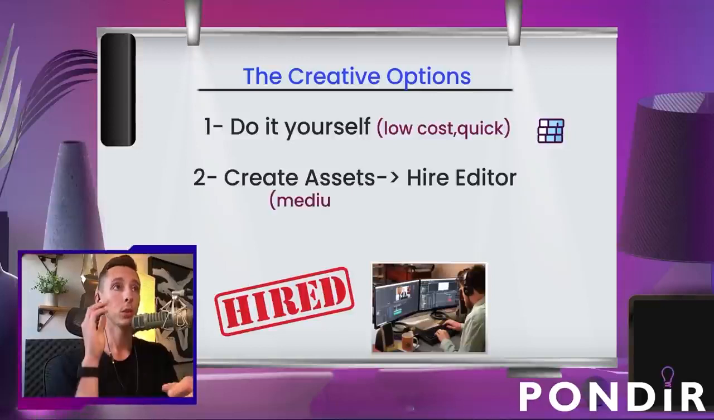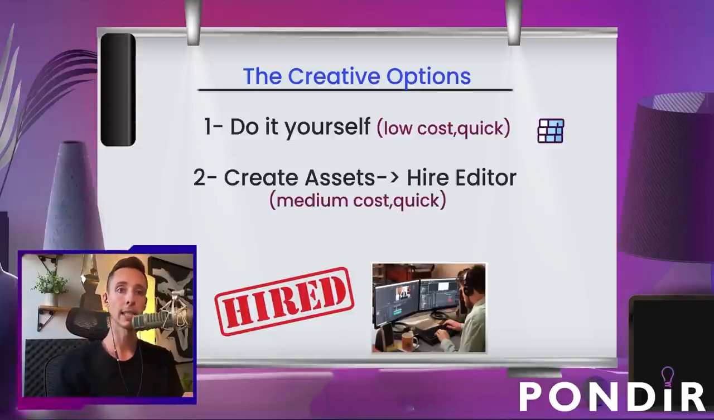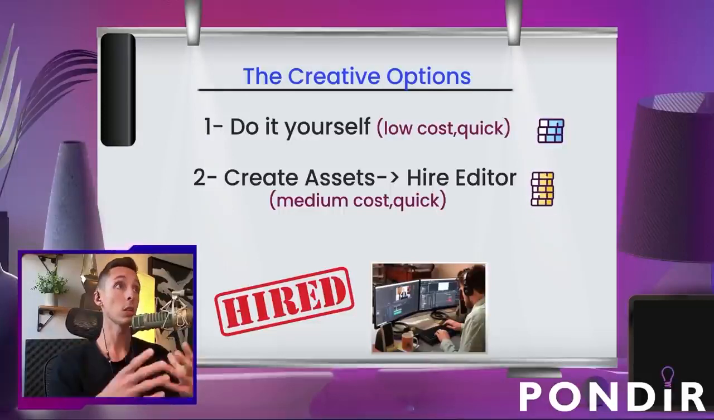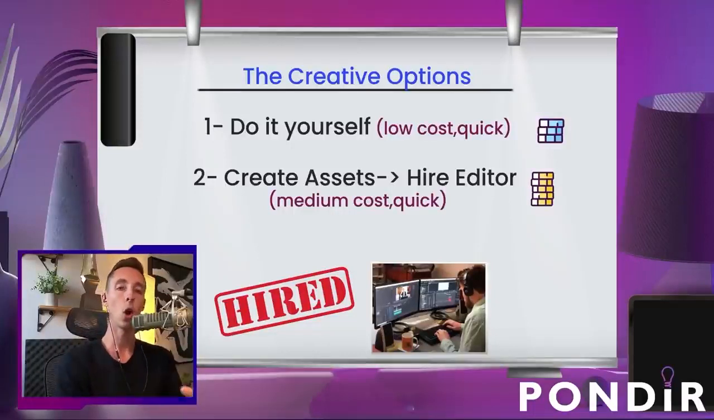Next, you can do the in-between. You can create the assets, meaning you can record the video clips, take some product images or just lifestyle images, then send it off to an editor for them to do their professional work. It's going to be medium cost because you do have to pay that professional editor, but it's also very quick, because if you can record those assets in a day, get it off to the editor the same day, and then they have a day turnaround time, it's almost the same as doing it yourself. You're just going to have to pay a little bit more to have it done and edited for you.